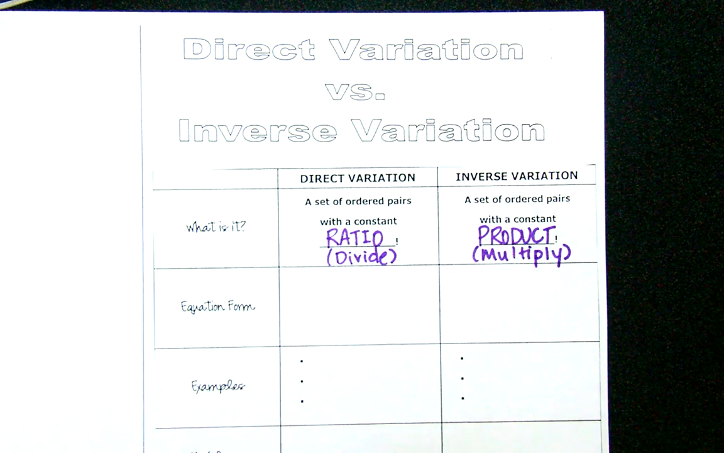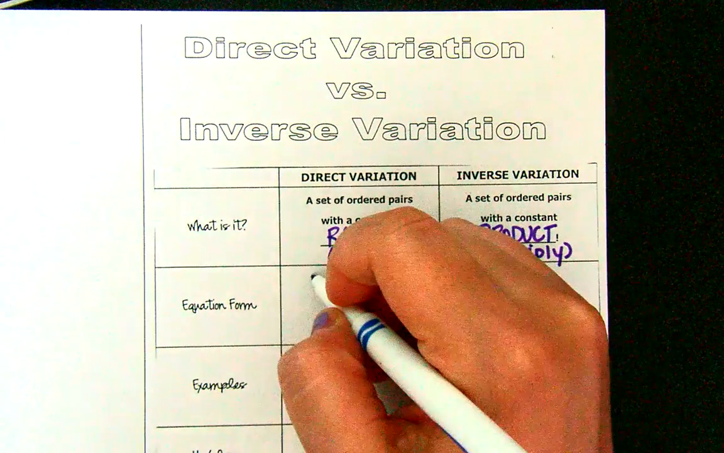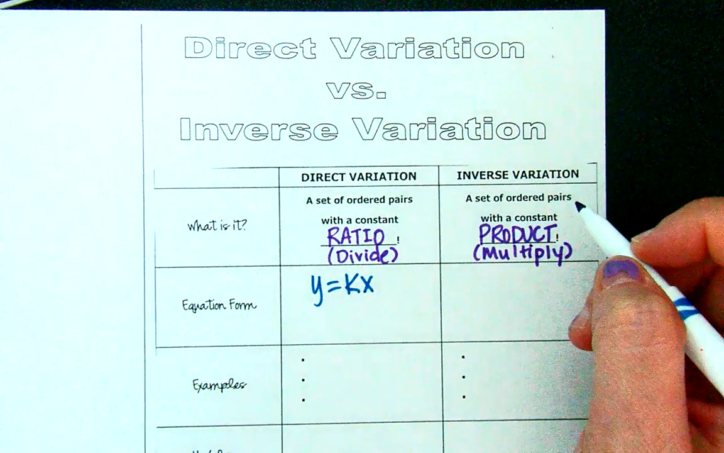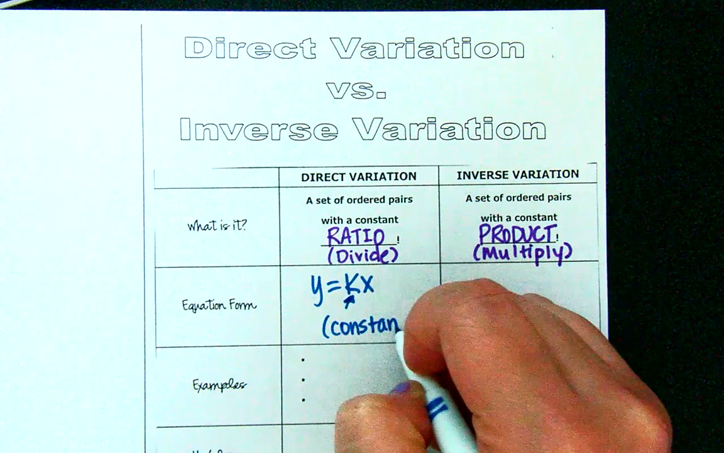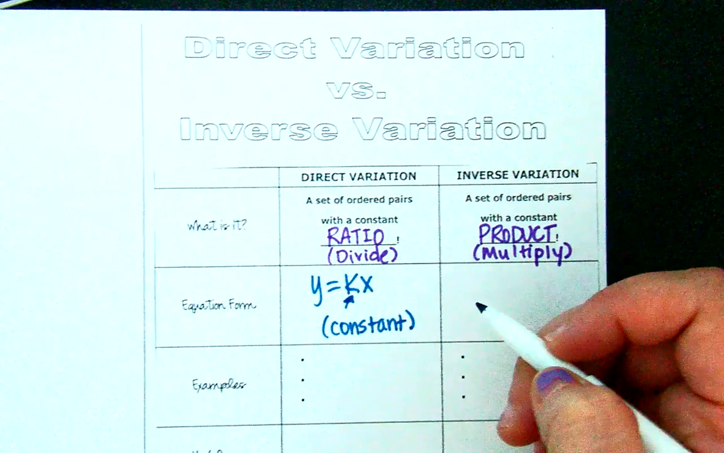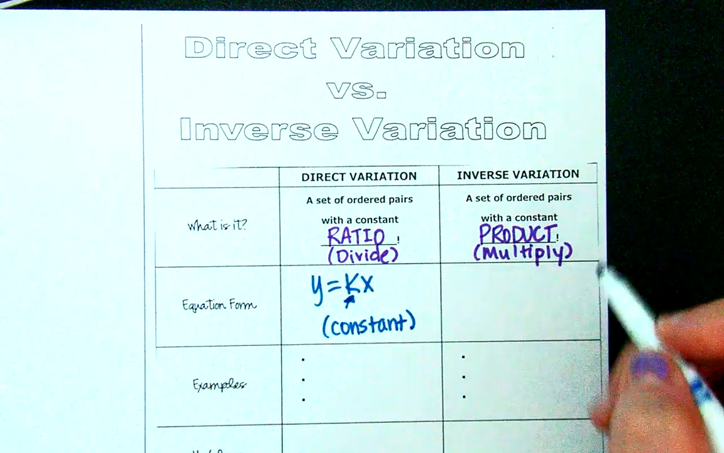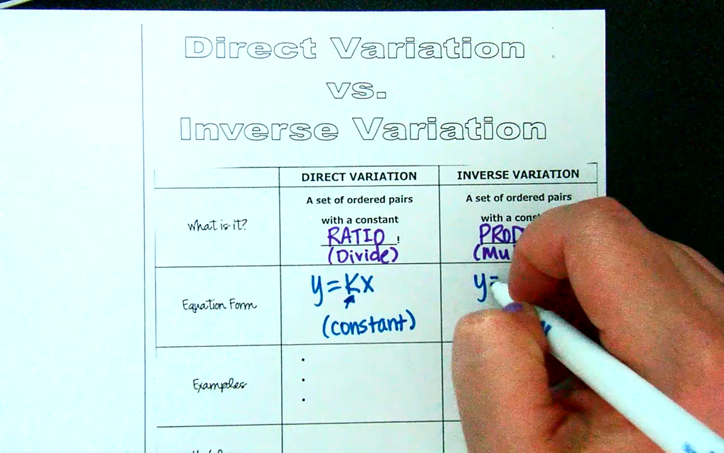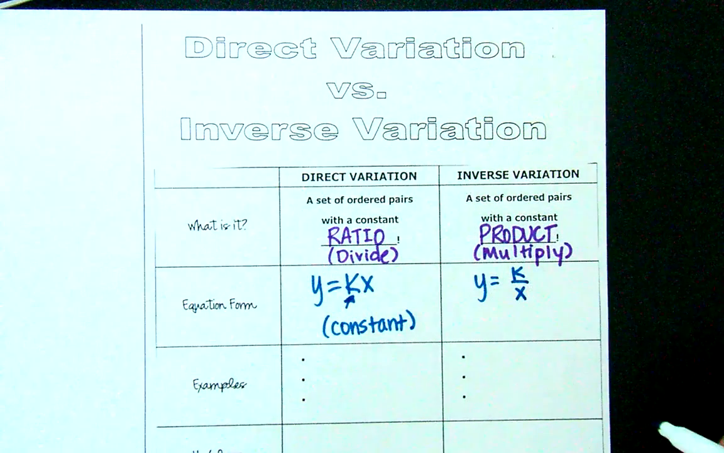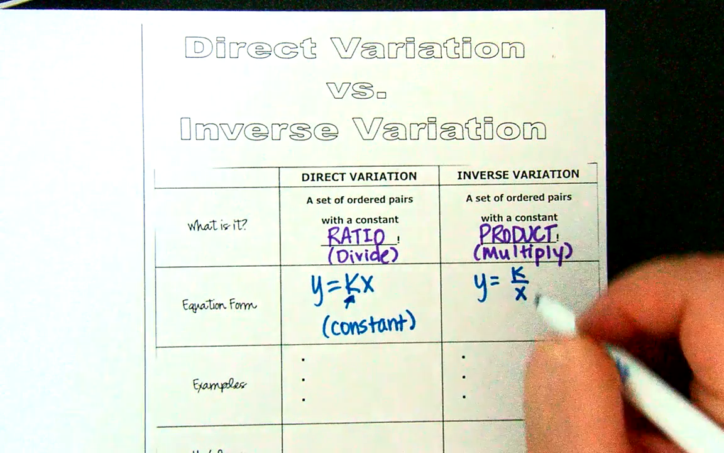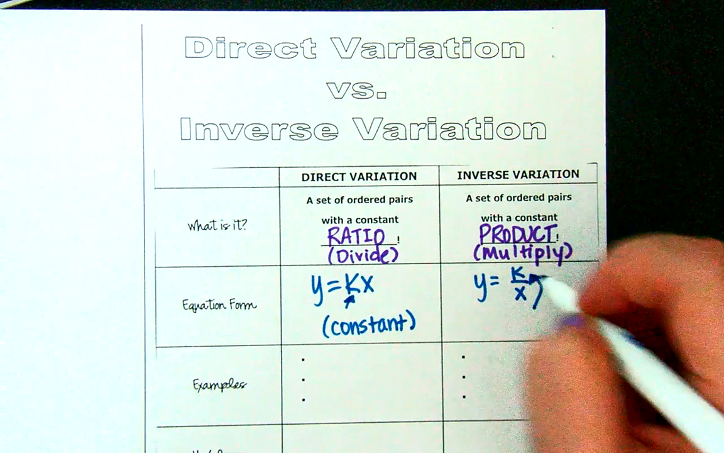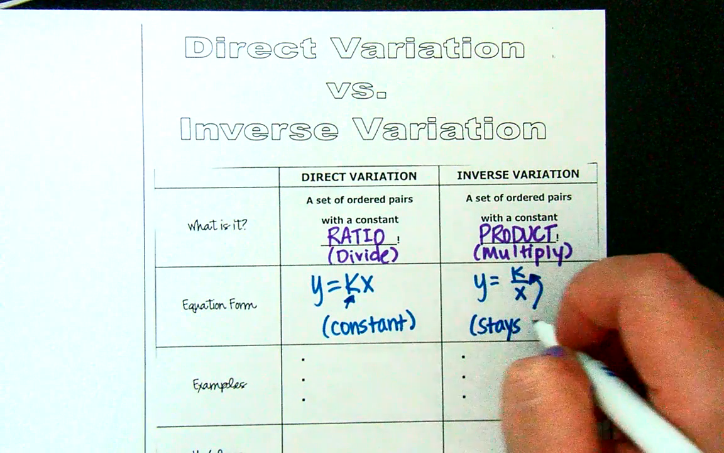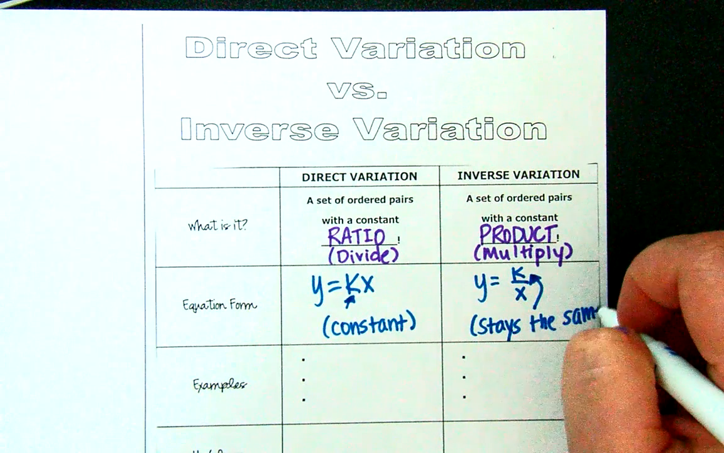Now, the equation form. The equation for direct variation is y equals kx, and k is my constant. It stays the same. And for inverse variation, my equation is y equals k divided by x. Again, k is my constant. It stays the same.